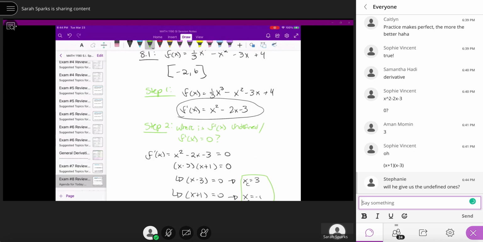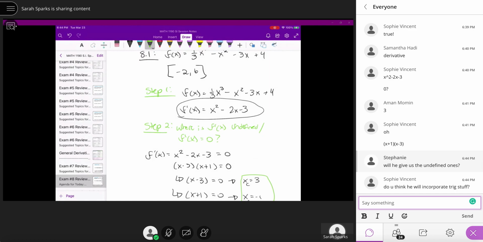Will he give us the undefined ones? There probably will be one function that is undefined at some point on the exam, probably. For those functions, the main thing is just looking out for division by 0.